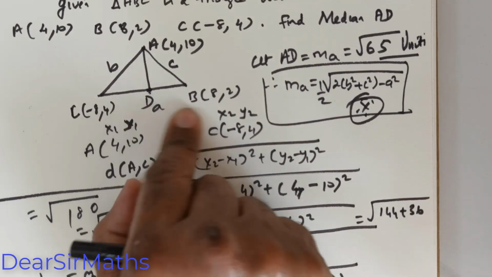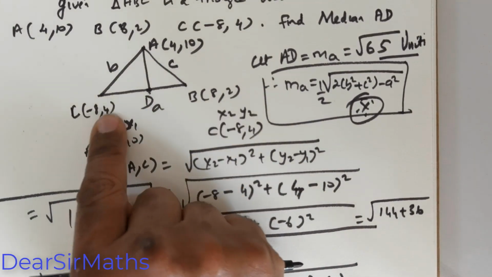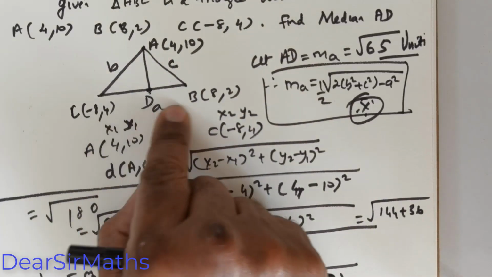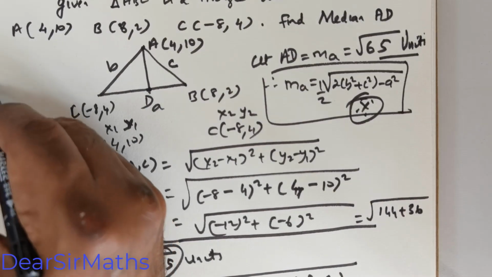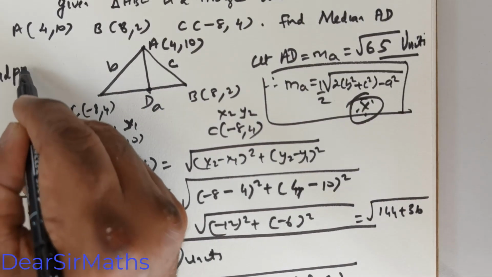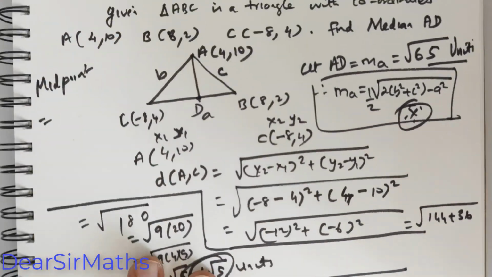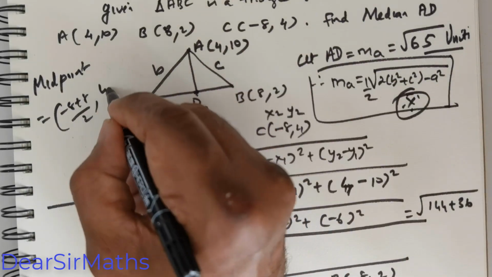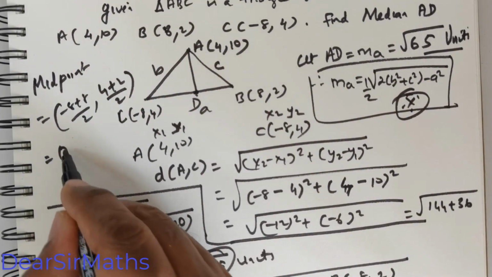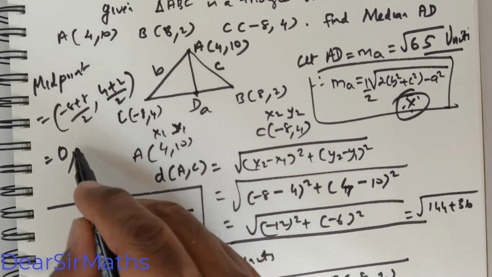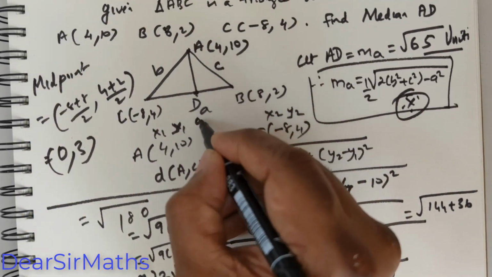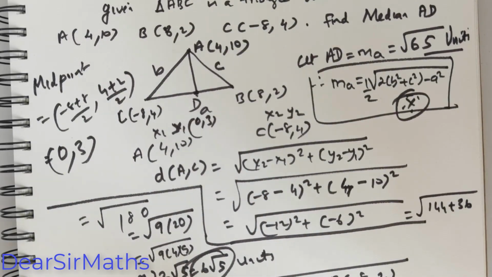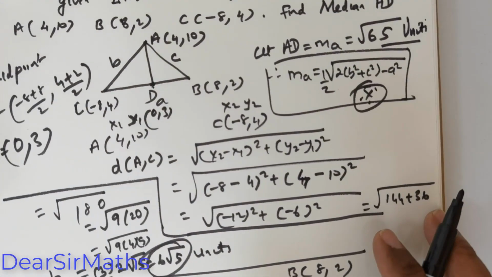Why? Because of the presence of these two coordinates, negative 8, 4 and 8, 2. So if I were to get the midpoint, I can actually get the midpoint by using the midpoint formula, right? So this is going to be negative 8 plus 8 divided by 2, 4 plus 2 divided by 2. So this is going to be 0, 6 over 2, 3. This is 0, 3, right? This is 0, 3. And since this is 0, 3, I can utilize the distance formula, right?